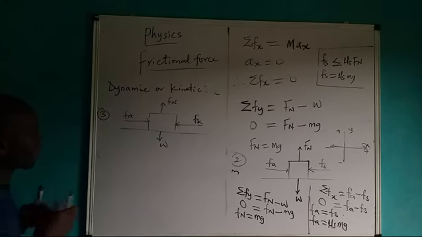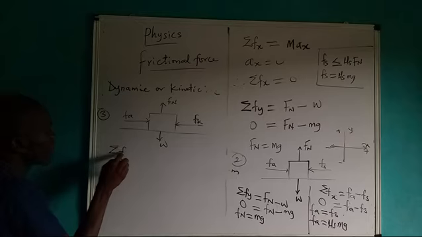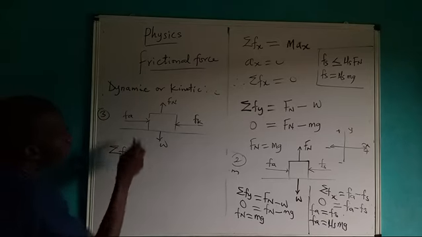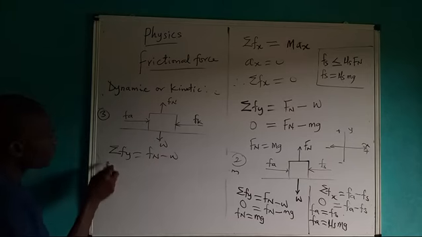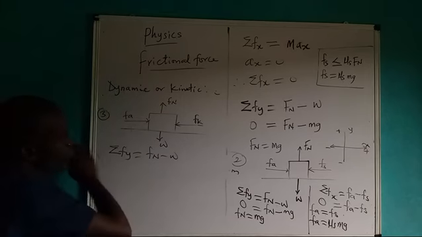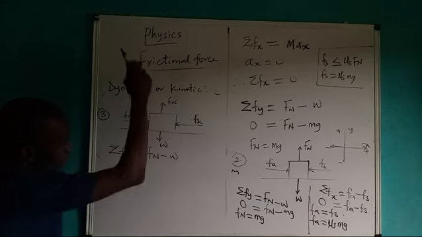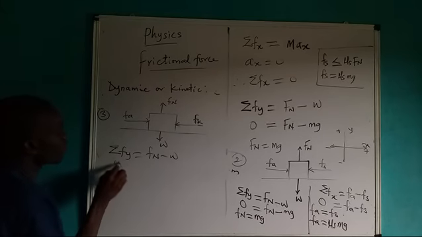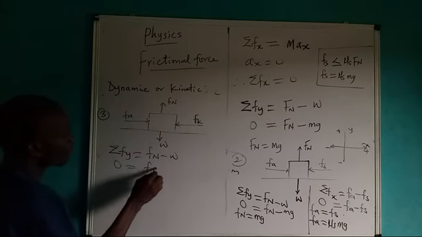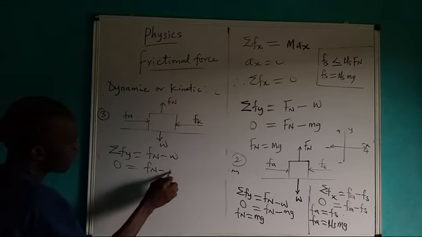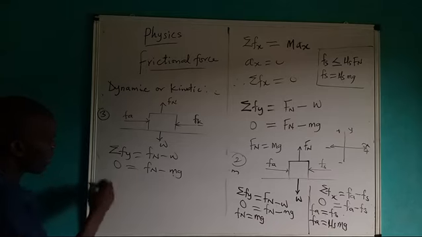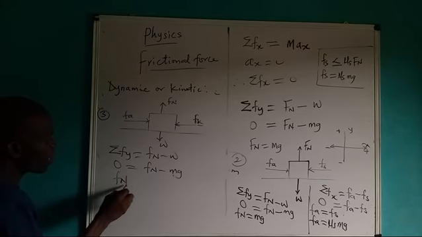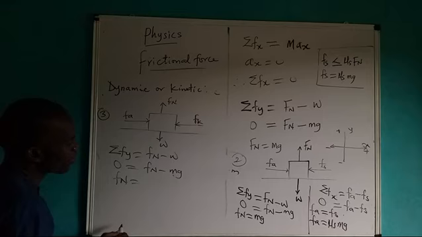From what we have here, I can determine my Fy. My Fy will still remain Fn minus W. Remember the body is not moving vertically. We are pushing it to move horizontally. Since it's not moving vertically, the sum of the forces still remains 0. Therefore, Fn equals W, which is mg. Remember that W is affected by gravity, mg. Now I can make Fn the subject of the formula, so Fn is now equal to mg.